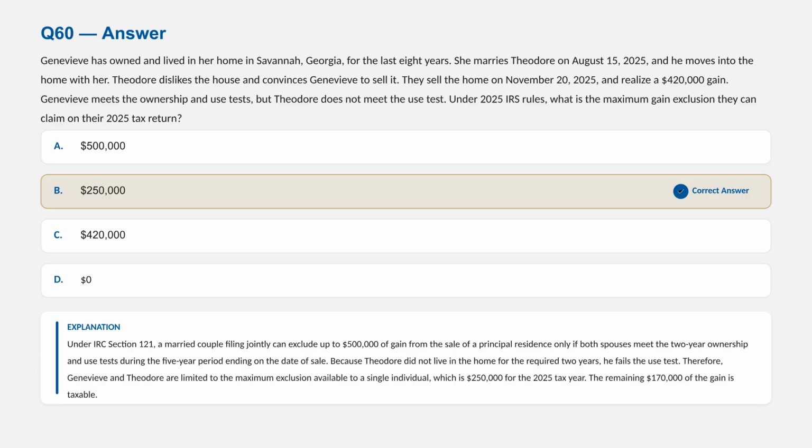The remaining $170,000 of the gain is taxable. Great. Now let's move to our next question.